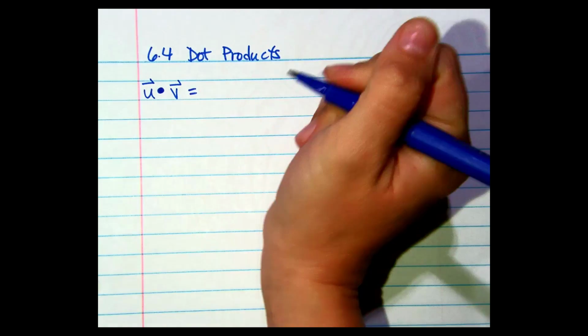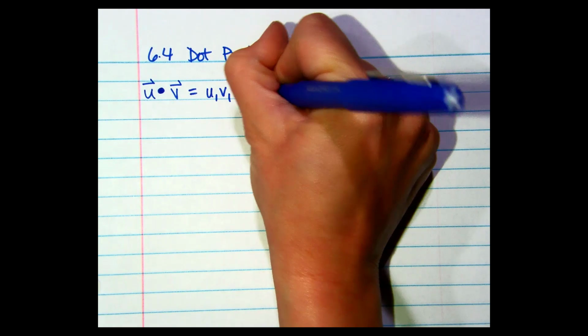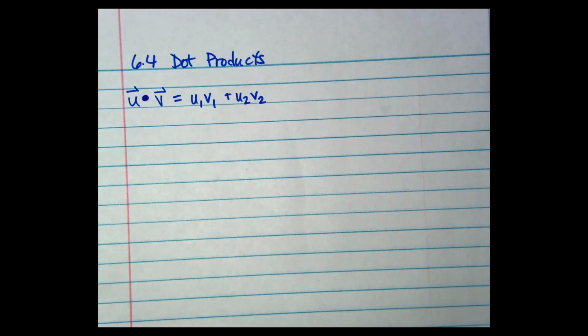Okay. So the way we calculate a dot product is we do U1 times V1, and we add to it U2 times V2. So we multiply the components and add them together.